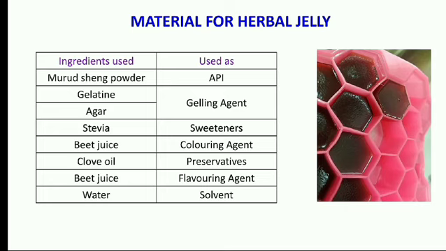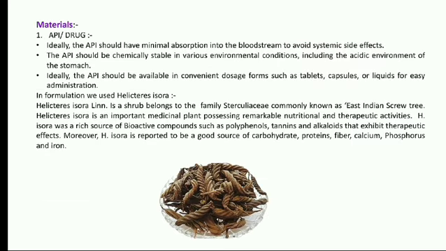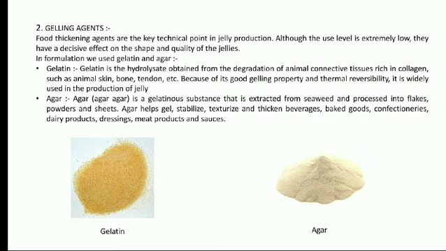These are the materials used for herbal jelly. Murud-Shing powder as an API, gelatin and agar as a gelling agent, stevia as a sweetener, beet juice as a coloring agent, clove oil as a preservative, beet juice as a flavoring agent, and water as a solvent. API is the main drug which gives therapeutic activity in the body. We use Helicteres isora in this formulation. Gelling agents are used for thickening the jelly formulation. We use gelatin and agar.